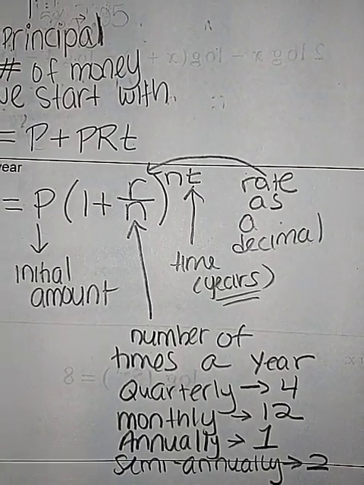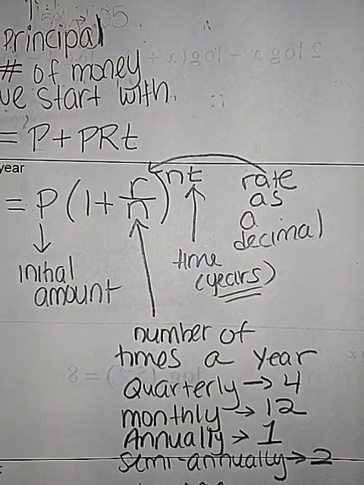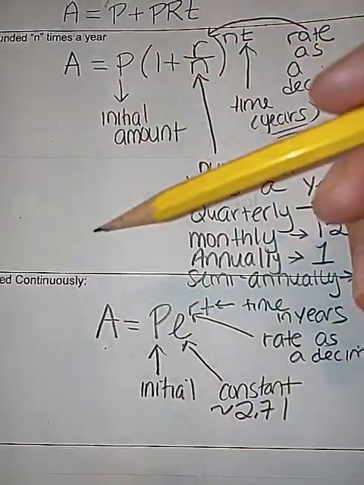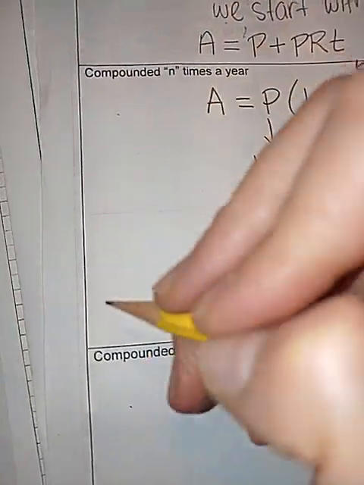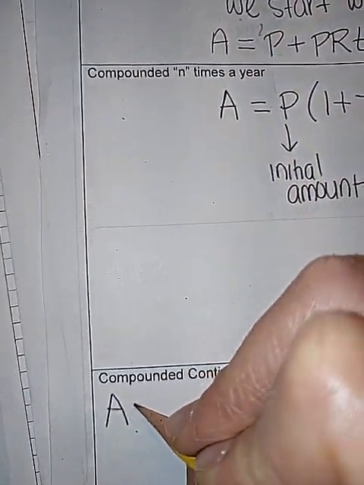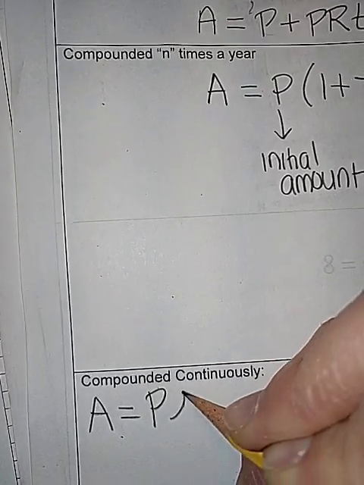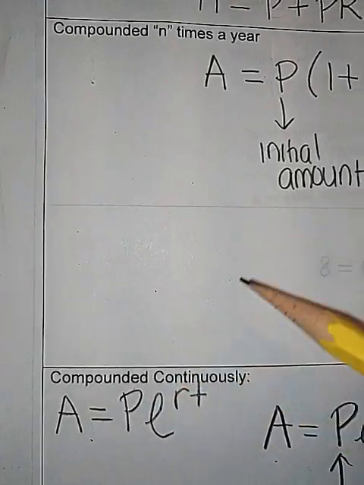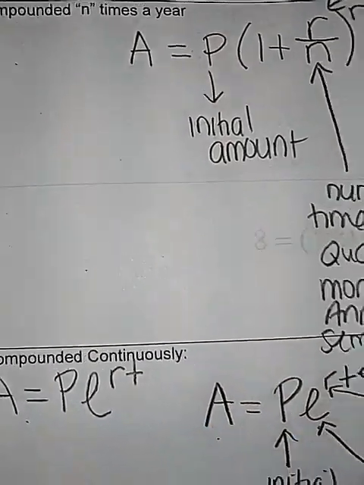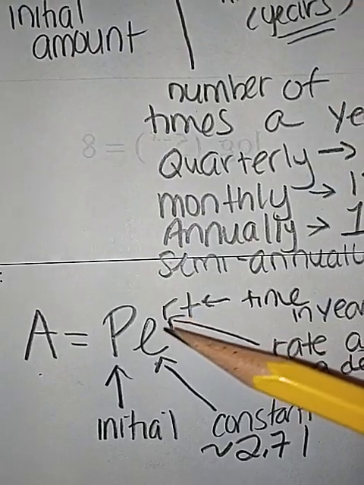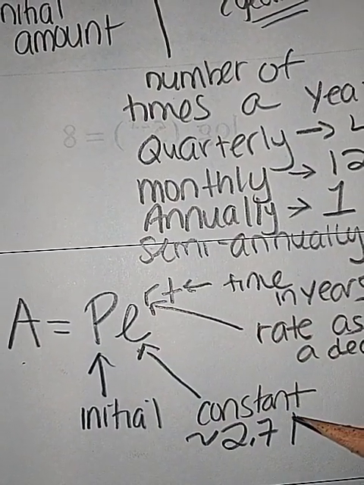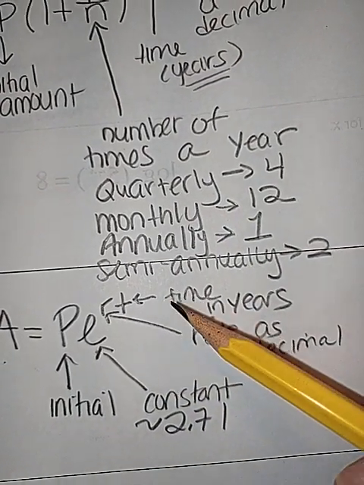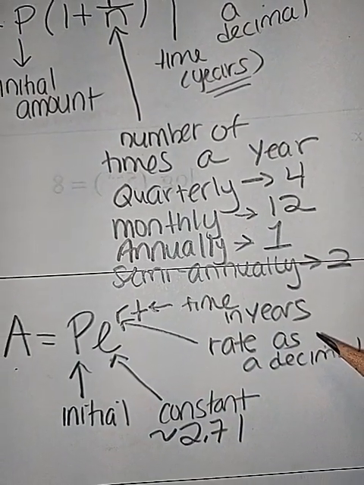All right, now our last type of interest is when you receive interest continuously. So if you receive interest continuously, we have our last formula, which is A equals principal times e to the rt. It sort of looks like PERT, so sometimes people call it the PERT formula. Our P is still our initial amount. Our e is a constant value, that's 2.71-ish. Our r is our rate as a decimal still, and our t is our time in years.